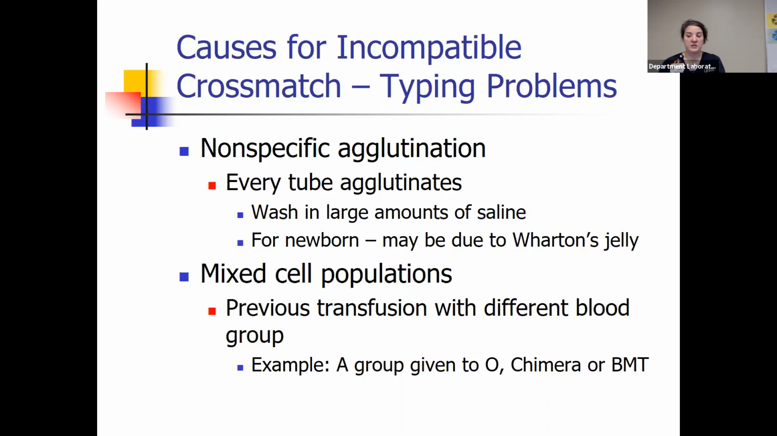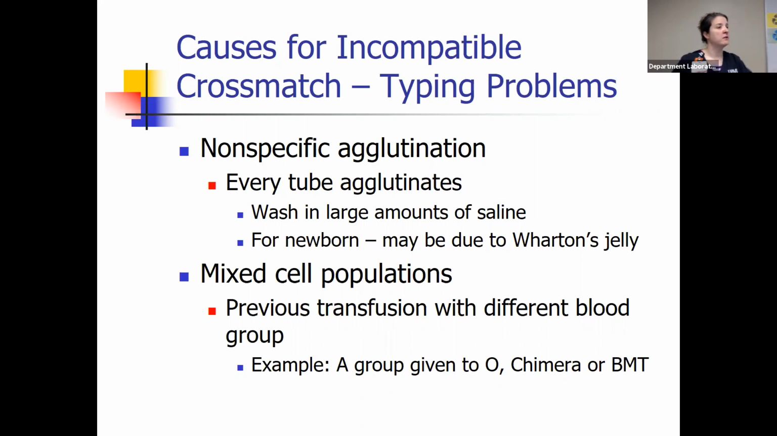Mixed cell populations. So if you had a patient that is one type and has been transfused with another type, that could cause 2 cell populations. You have patient cells, and then you also have donor cells, all right? That could give you a mixed field agglutination. Also, if you have a bone marrow transplant patient that has received an allo transplant from a different ABO donor.